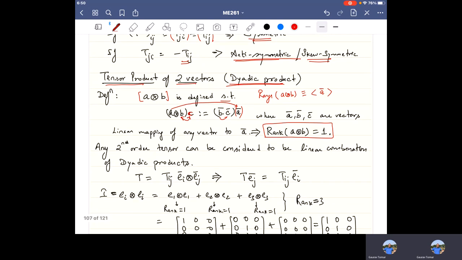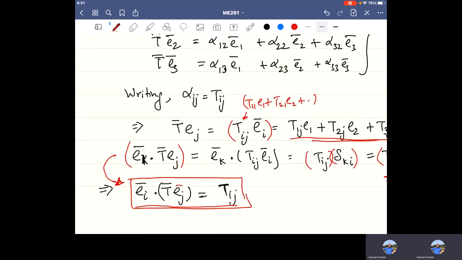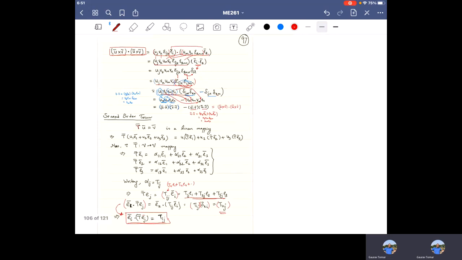Now, any general second order tensor, we can think of as a linear combination of these rank 1 basis components, and these dyadic products will give you the tensor T. So in terms of dyadic products, you can write a tensor T as Tij Ei tensor Ej. And of course, this has to satisfy the property that we had written earlier, that Ei dot T of Ej should be Tij. This property should be satisfied, and you can see that it is.